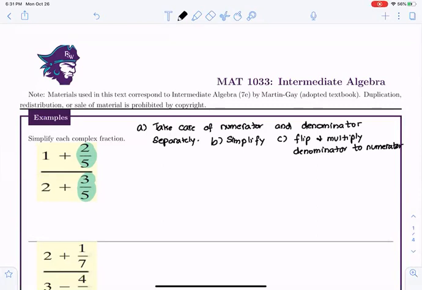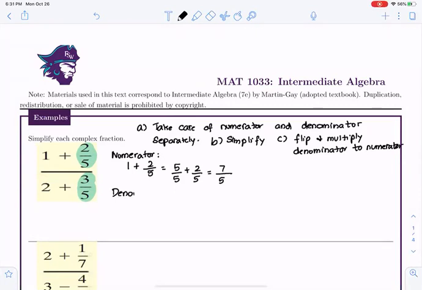So I'm going to start with the numerator, which is 1 plus 2 over 5. And we all know how to combine the terms. We have to find a common denominator, which is 5. So I'm going to multiply the 1 by 5 and divide by 5. So I have 5 over 5 plus 2 over 5. The common denominator is 5, and 5 plus 2 is 7.